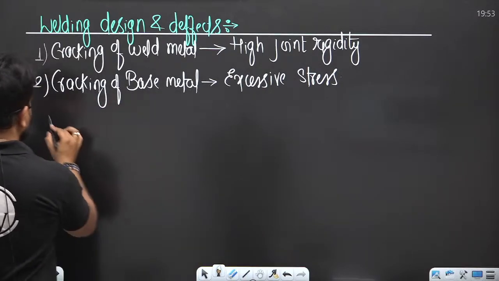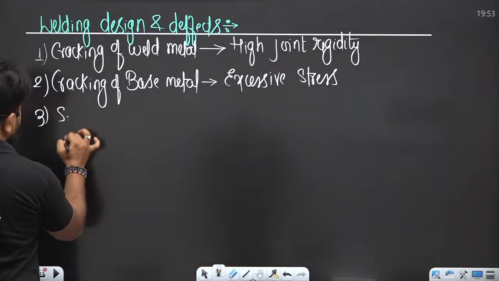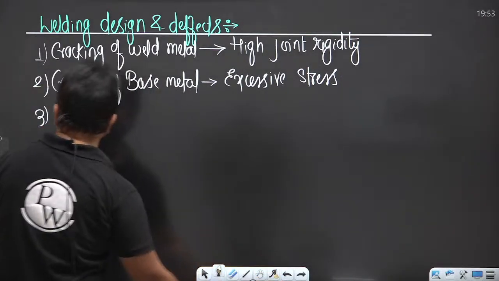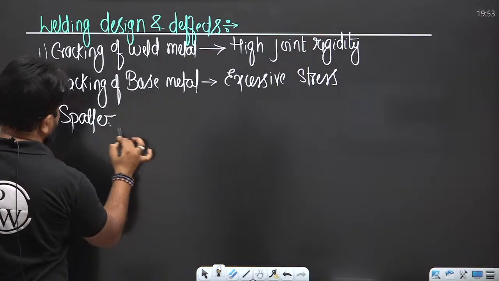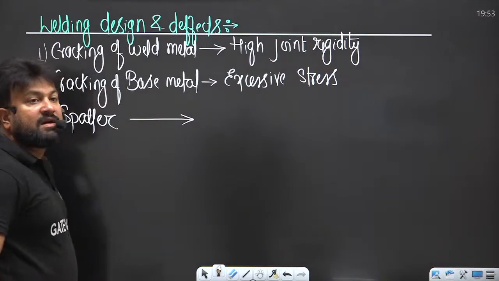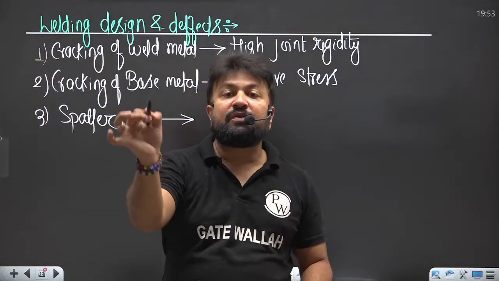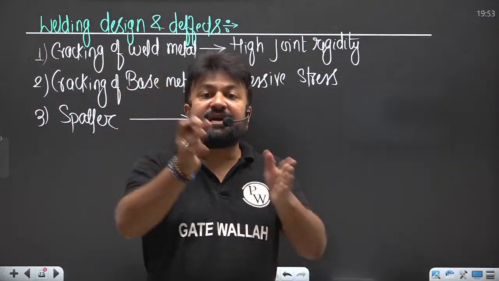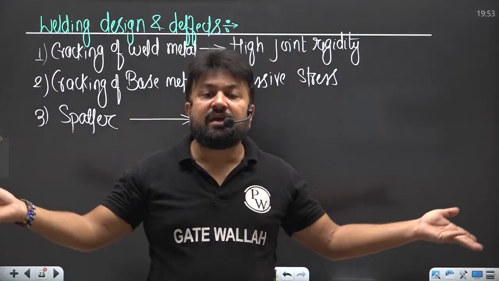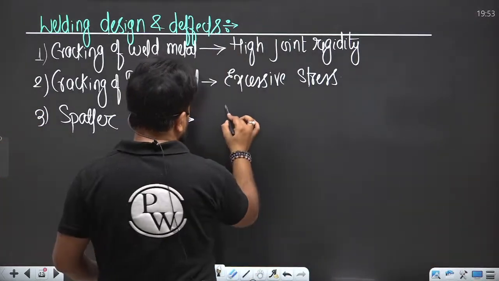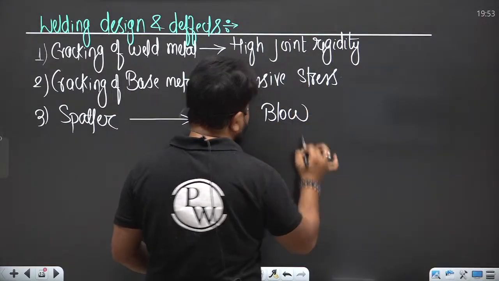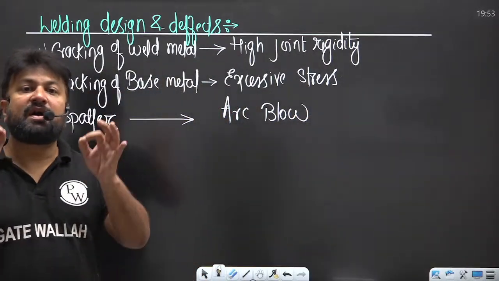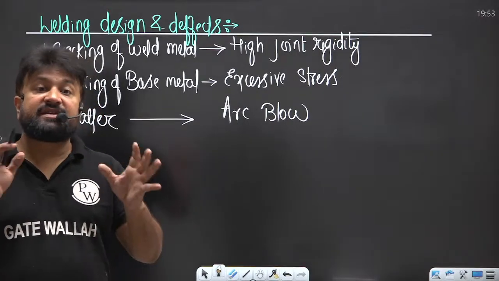Defect number three is arc blow or spatter. What is the meaning of spatter? The weld pool which forms at the weld joint is spatter. Why? Because of arc blow.